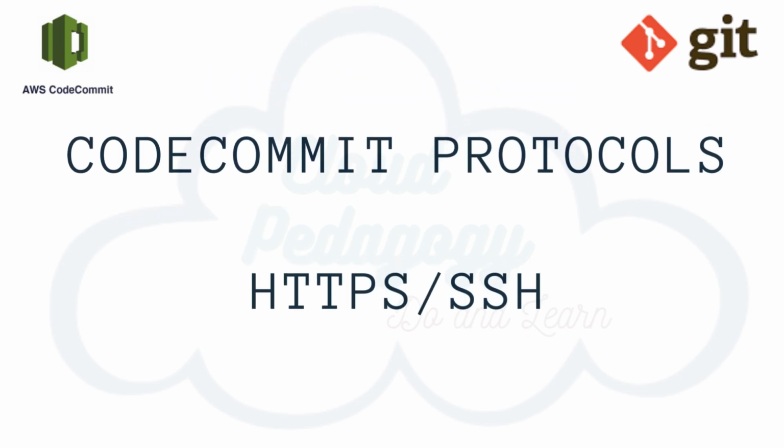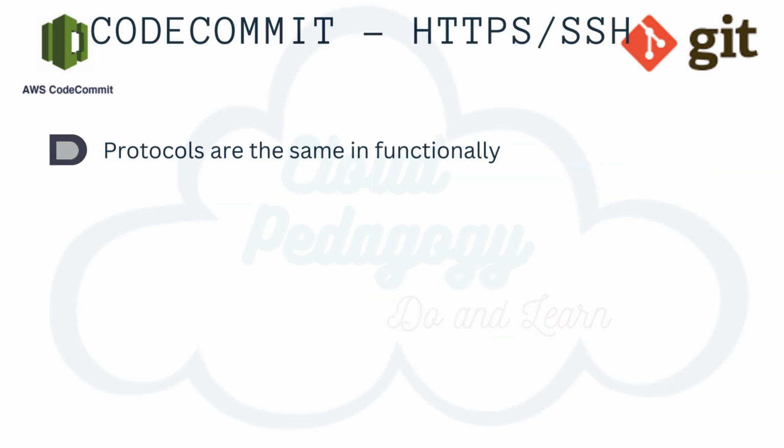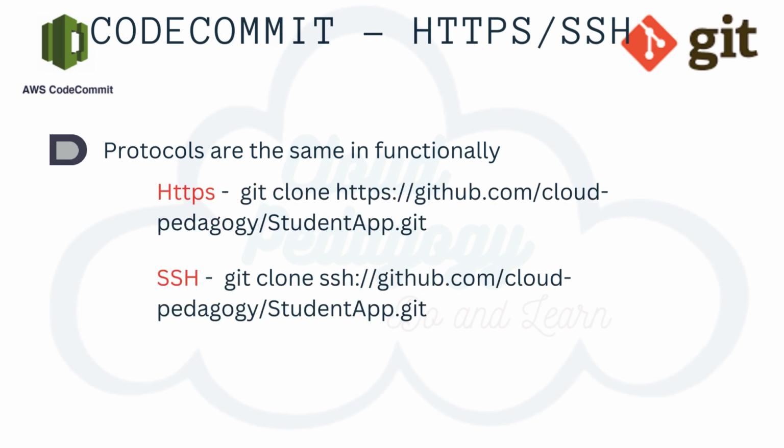So let's start with talking about HTTPS and SSH. The first thing that we need to understand is that functionally the protocols are the same. In other words, the commands we issue are going to be the same, with the exception of course that some of our commands will be prefaced with the protocol, HTTPS or SSH. So as an example, if we are working from the command line and we wanted to clone our repository, we would just issue a clone command. That clone command will just point to our repository. And again, depending on the protocol we use, this will be the only difference, the identification of the protocol.